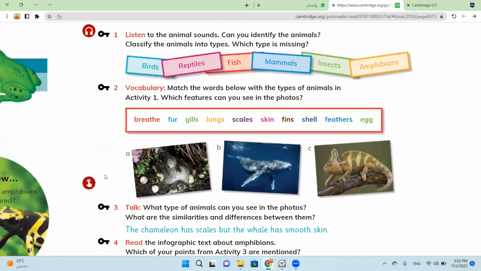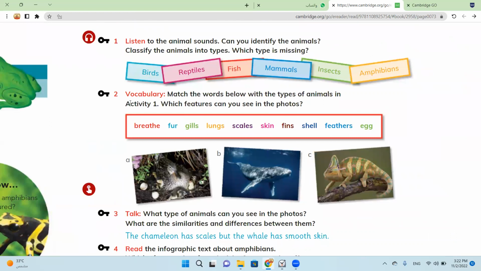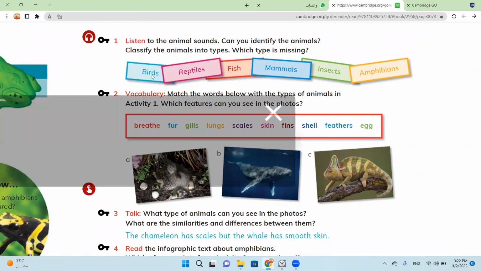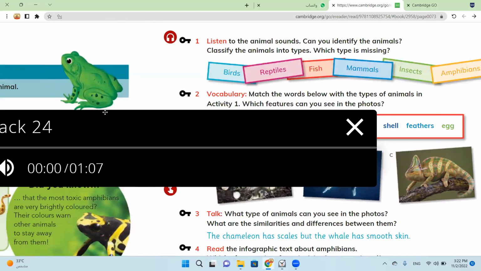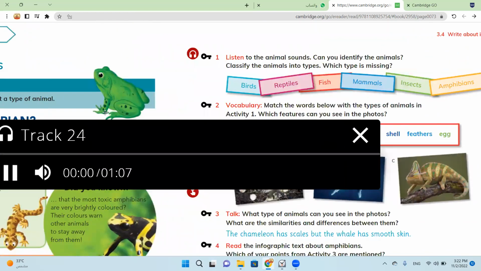Now, let's try to do activity number 1. Listen to the animal sounds. Can you identify the animals? Classify the animals into types. Which type is missing? So we actually have the types here: 1, 2, 3, 4, 5, 6. Let's listen now and try to identify the animals.